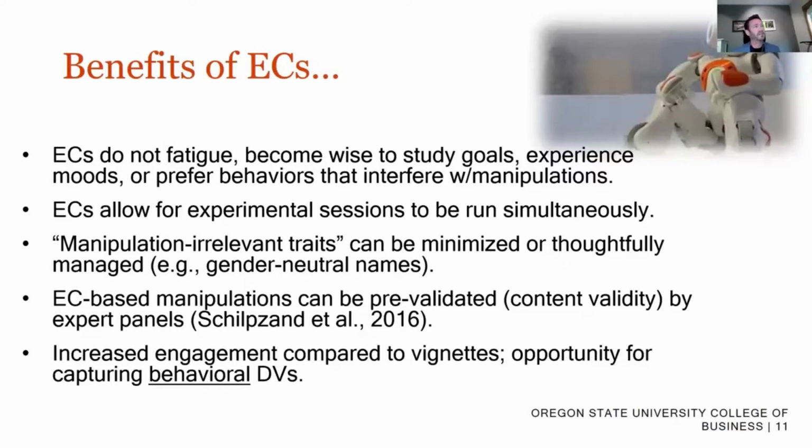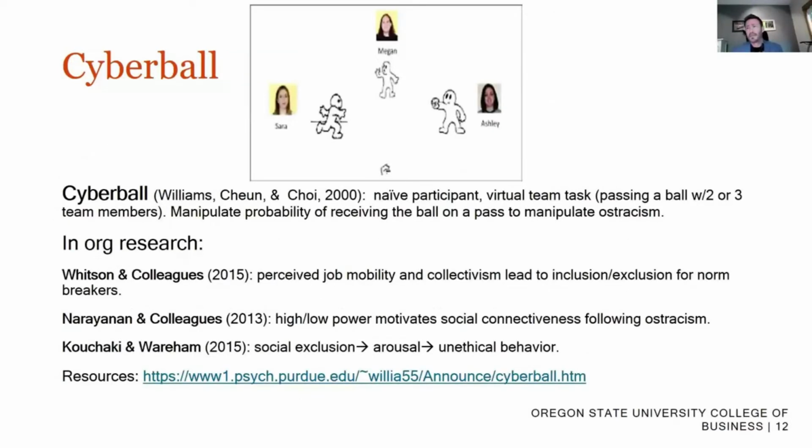So a couple examples of early sort of tools that are out there. The classic kind of first use of electronic Confederates is probably Kip Williams' Cyberball task. Now, interesting thing about Cyberball is Kip Williams wasn't really necessarily trying to create something that was deeply realistic. The goal of this was to show that ostracism effects or social exclusion is such a powerful human motive that even in a very sort of impoverished environment, people are likely to experience it.